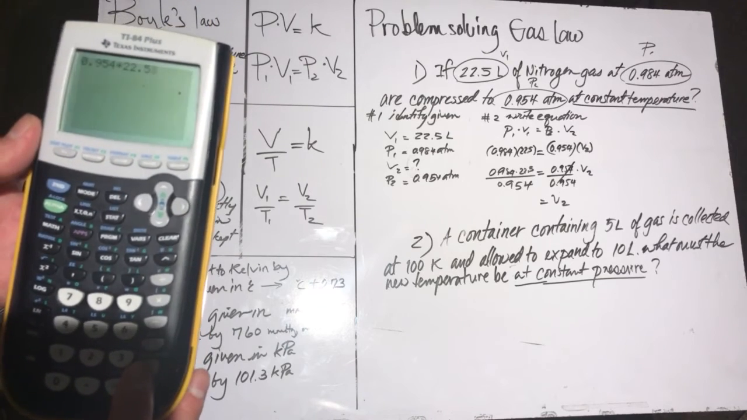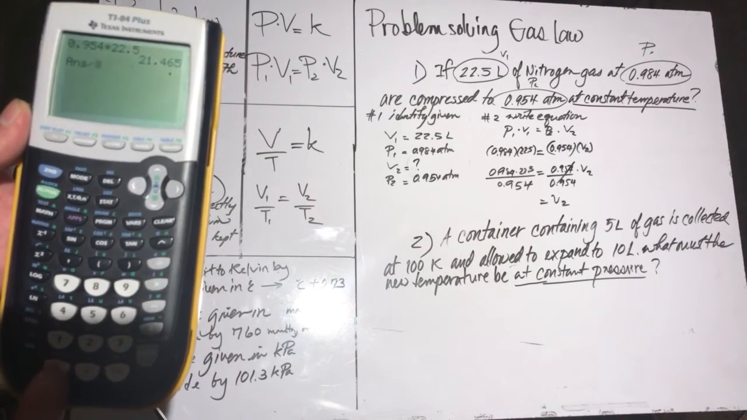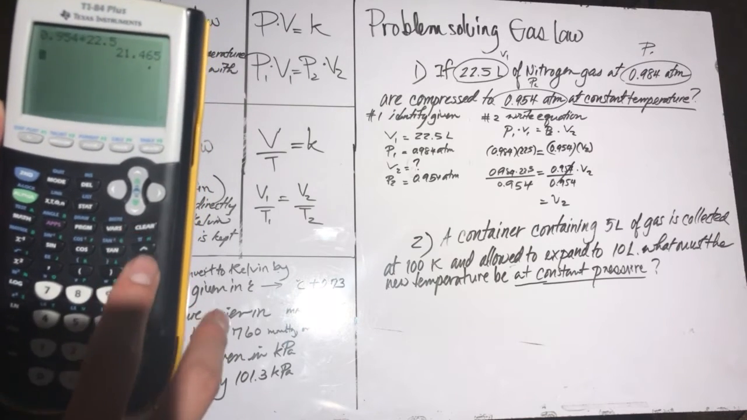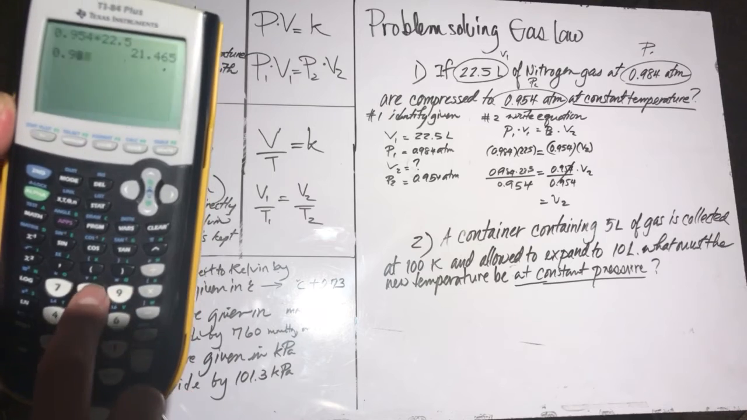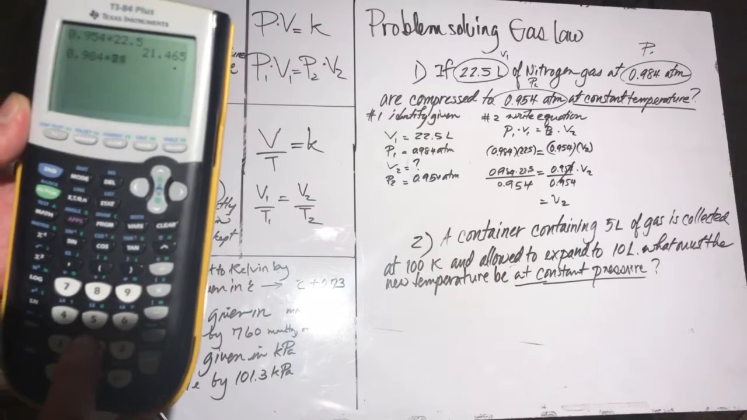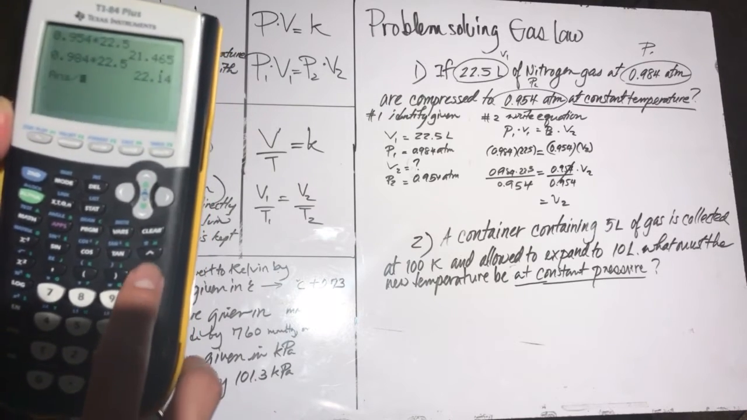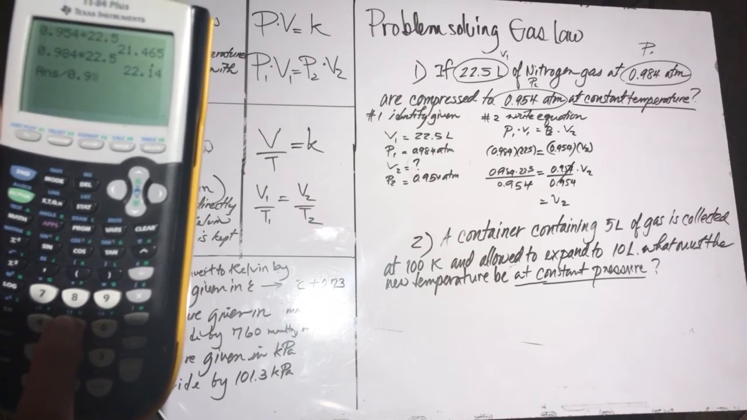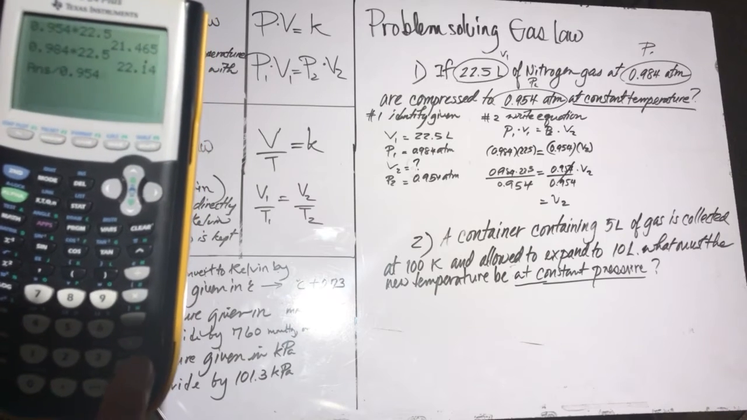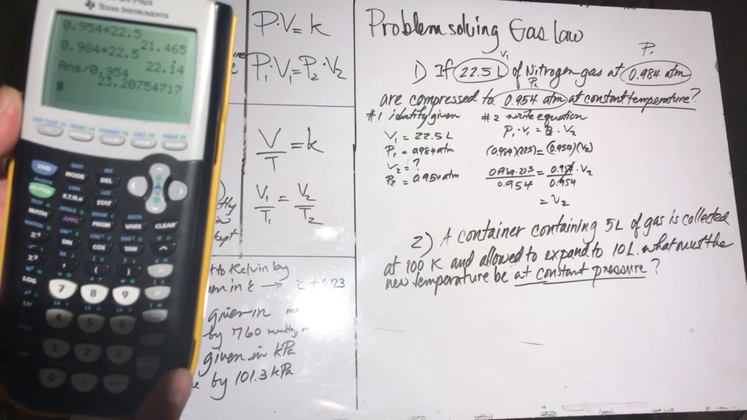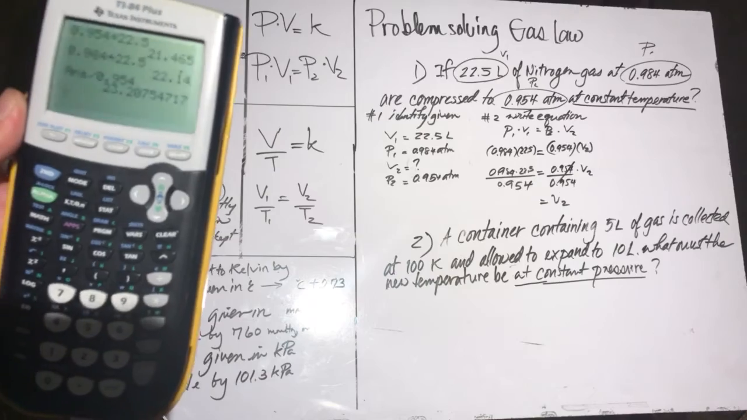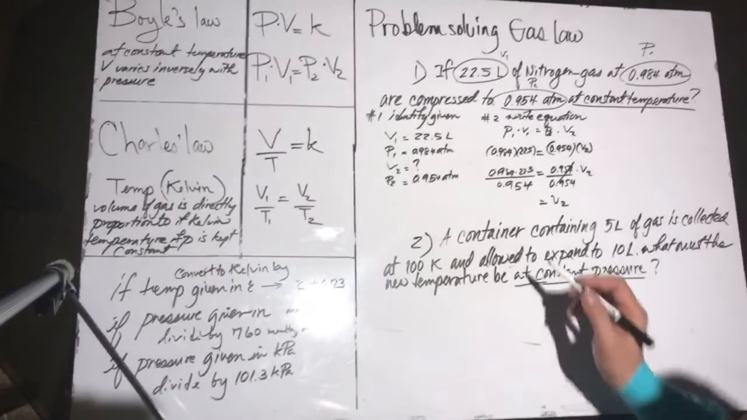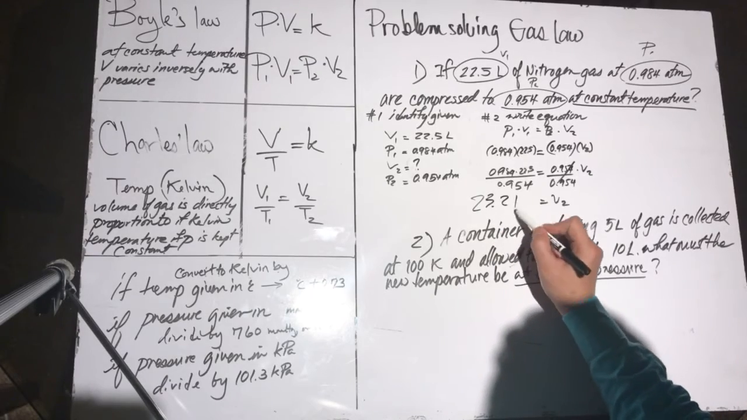22.5, enter, divide by 0. Okay, made a mistake. 0.984 times 22.5, divide by 0.954. The answer is 23.21.